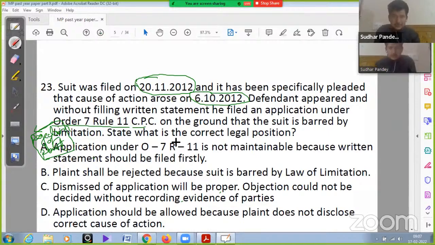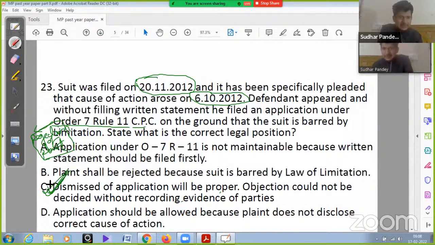Yes, 23. If you read this question properly, they are simply stating that a particular party, the defendant, without filing the WS, the written statement, pleaded for rejection of plaint under Order 7 Rule 11, stating that this case is barred by the law of limitation. So what should be the correct proposition? For your question number 23, the correct answer will be C.